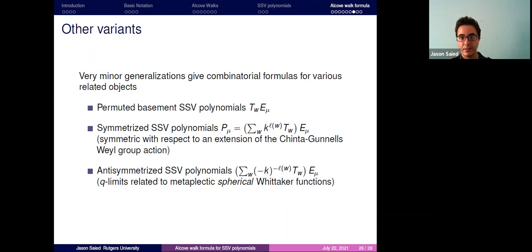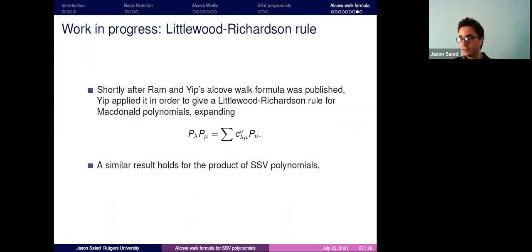And finally, while we're here, I thought I would mention some work in progress. So one of the first results that was published after the Ram and Yip Alcove walk formula was Yip's Littlewood-Richardson rule. So Yip took a product of two Macdonald polynomials and expanded that as a sum of other Macdonald polynomials. This notation might be slightly misleading. The defect of this formula is that the same Macdonald polynomial comes up multiple times on the right-hand side. So it doesn't perfectly give you the Littlewood-Richardson coefficients, but it's still useful as a way of expanding the product as a sum.